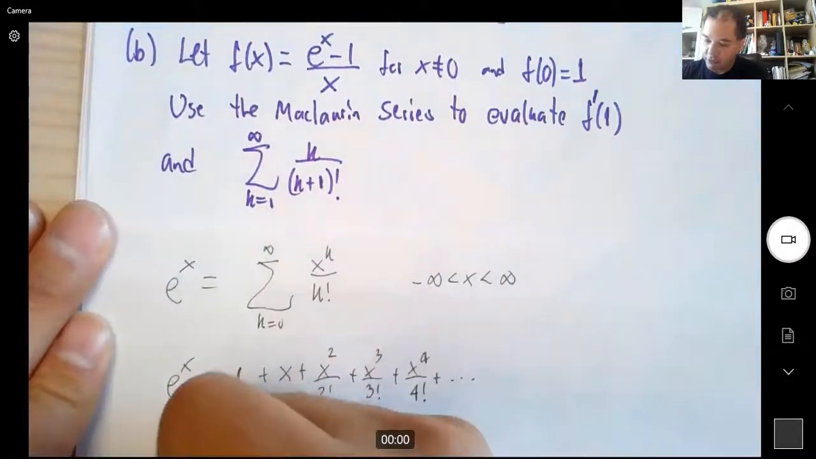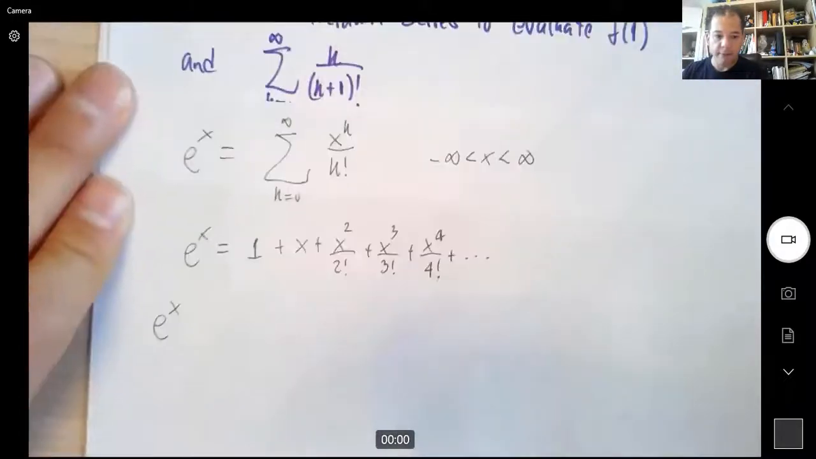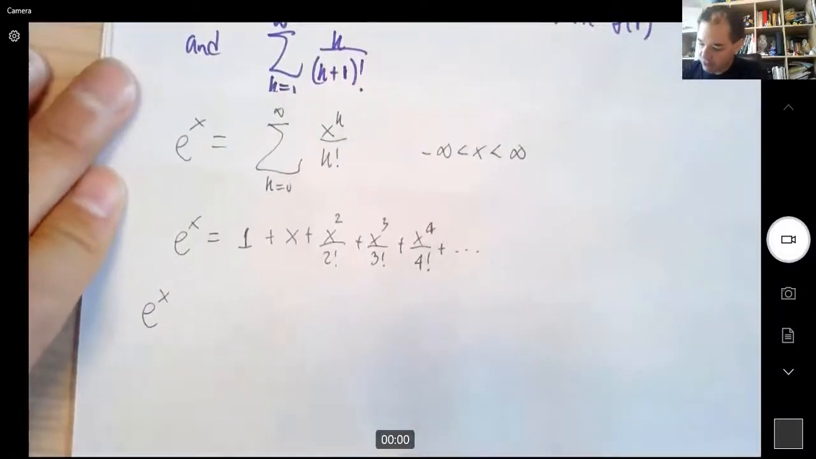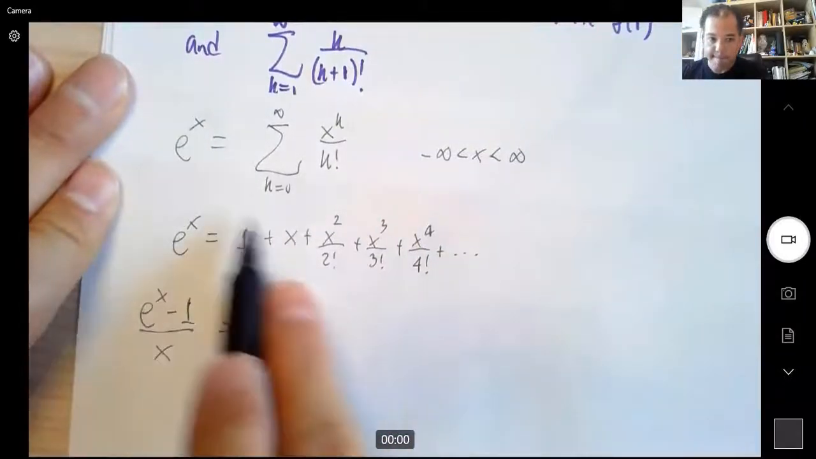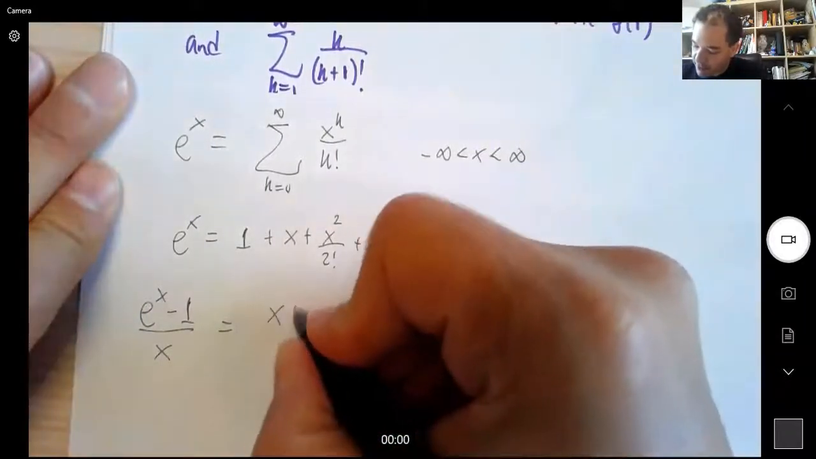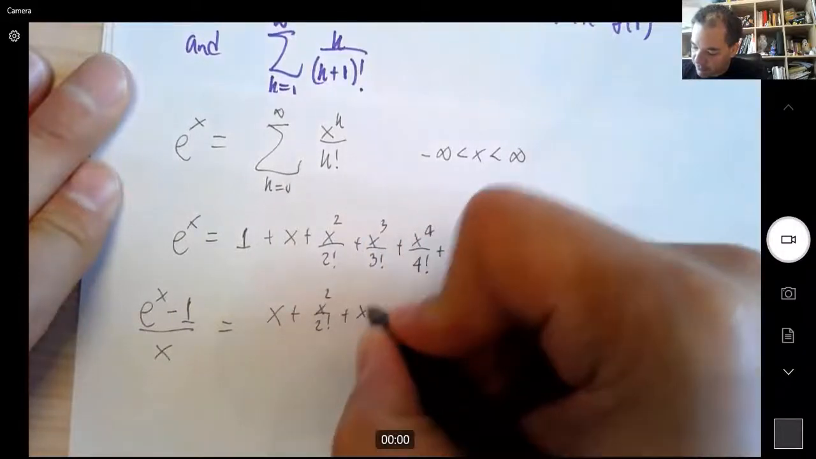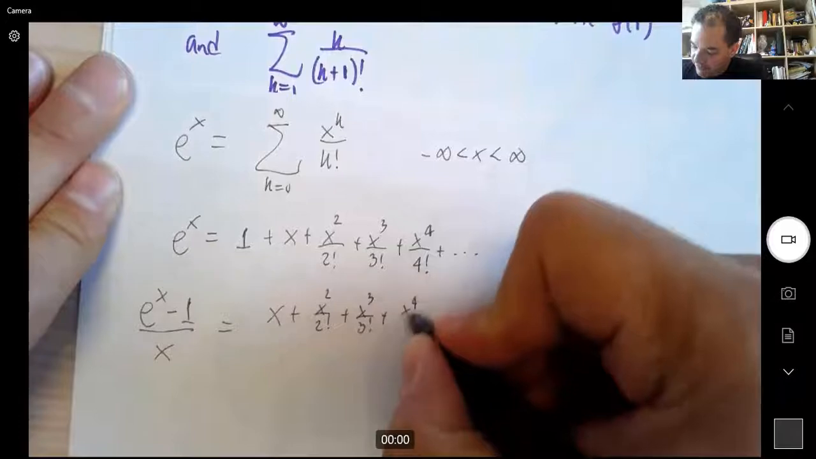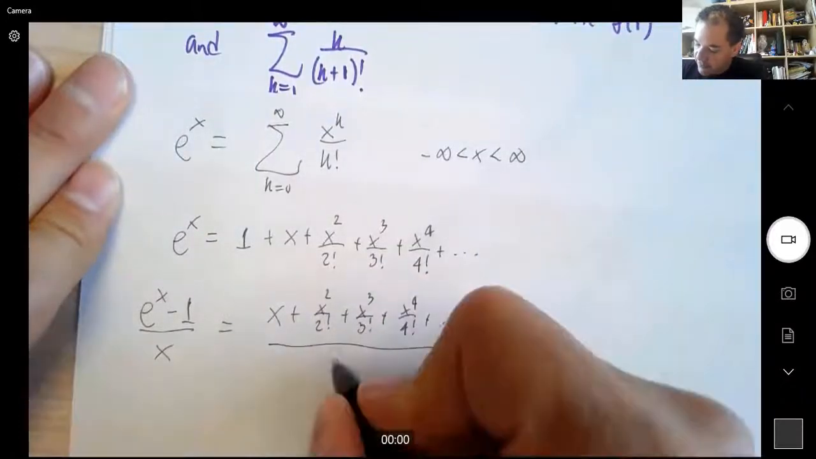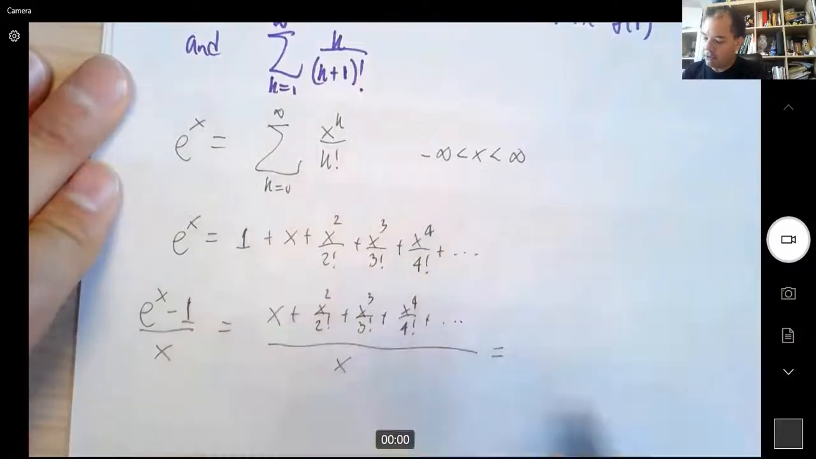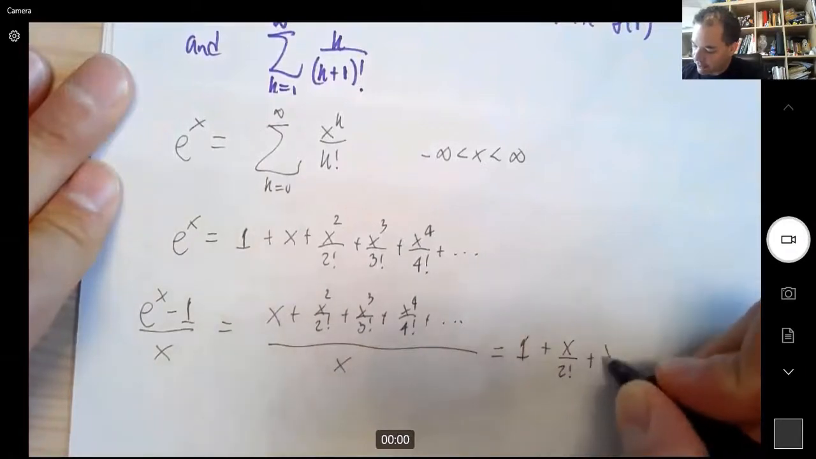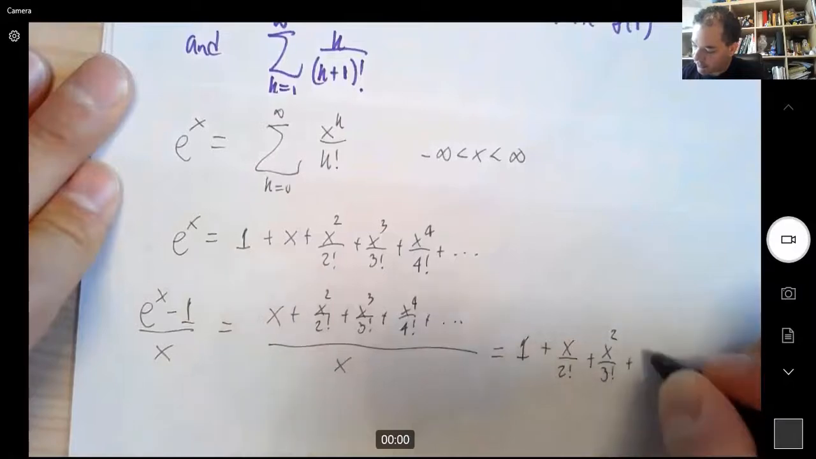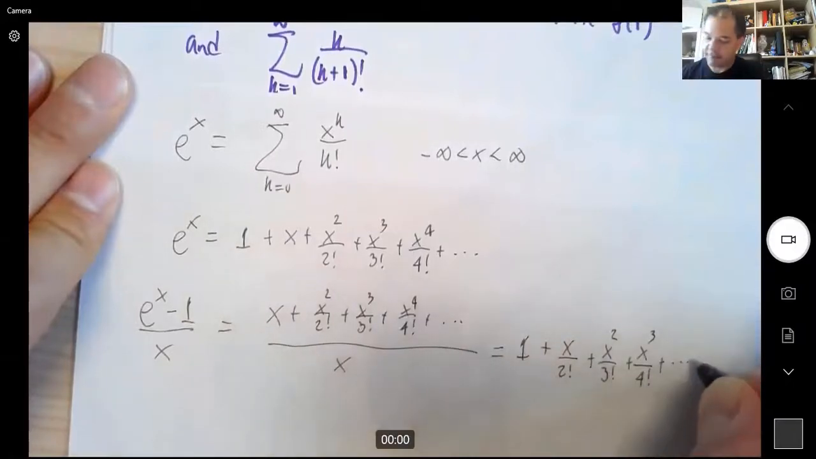So if I want to do e to the x minus 1 over x, all I gotta do is subtract 1 and then divide by x. So it will be x plus x squared over 2 factorial plus x cubed over 3 factorial, etc., divided by x, right? And all I need to do is simplify each one of the fractions. So it is going to be 1 plus x over 2 factorial plus x squared over 3 factorial plus x cubed over 4 factorial, etc.